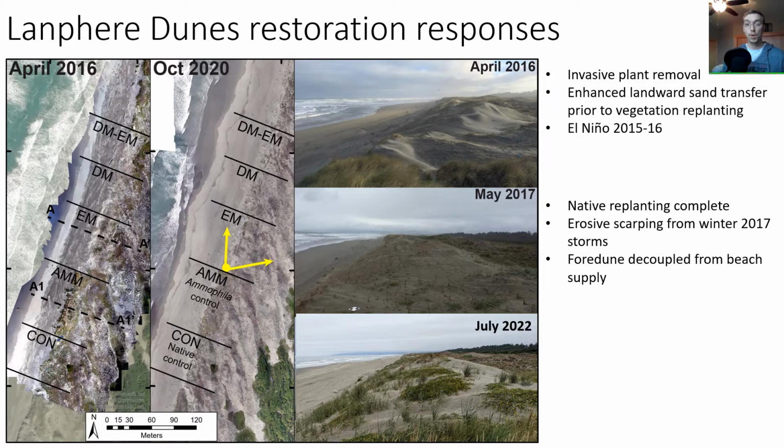So we saw the foredune was no longer what we call coupled to the beach. When we say it's coupled, that means that sand is moving from one onto the other. But when it's decoupled, there's a break. Here it was about a 2 to 3 meter cliff, taller than me, that was preventing sand from moving onto the beach and nourishing the beach.